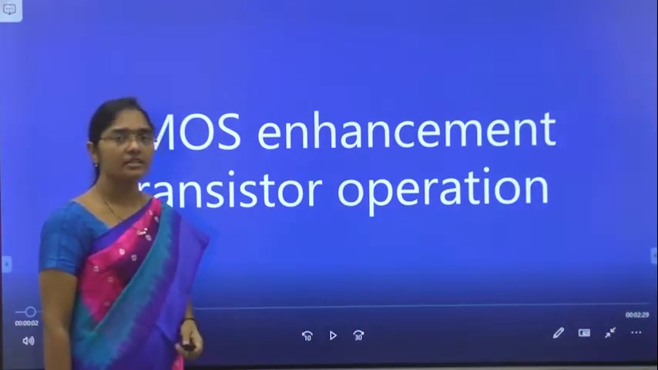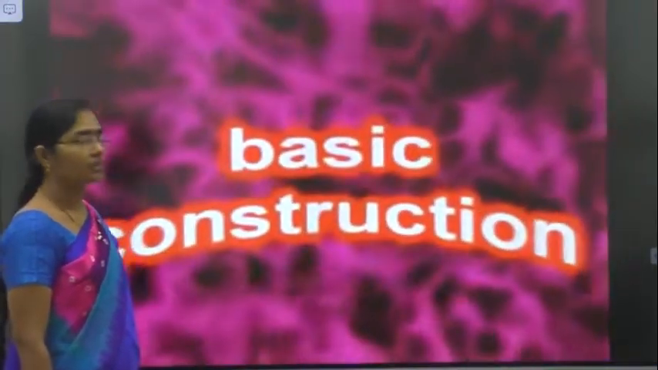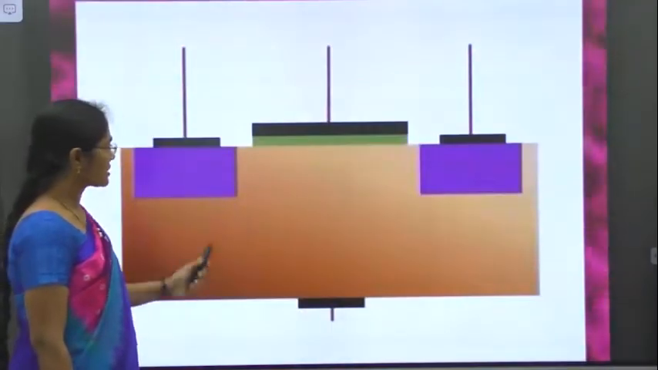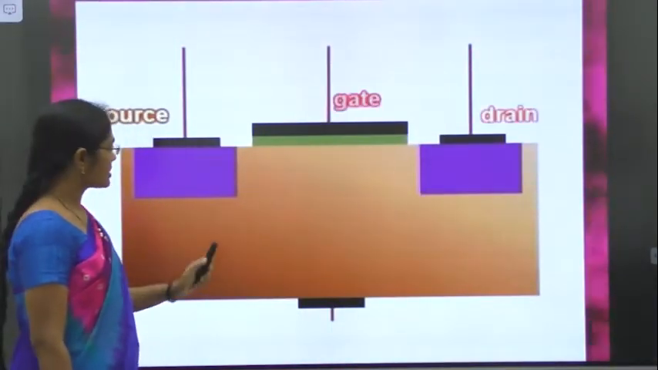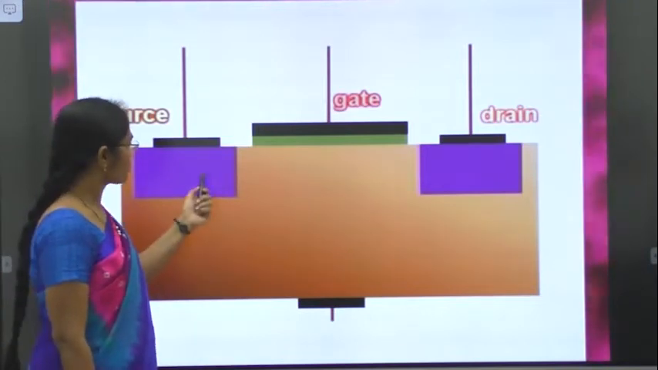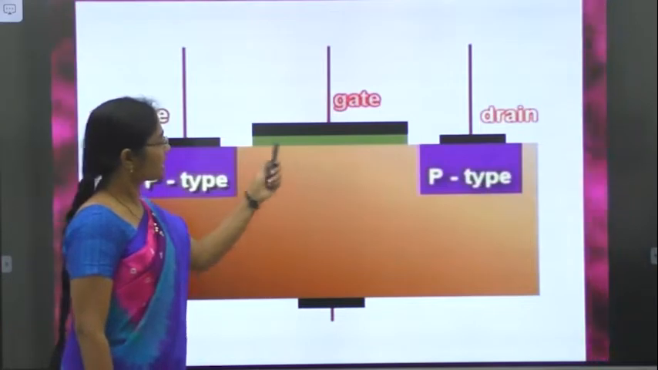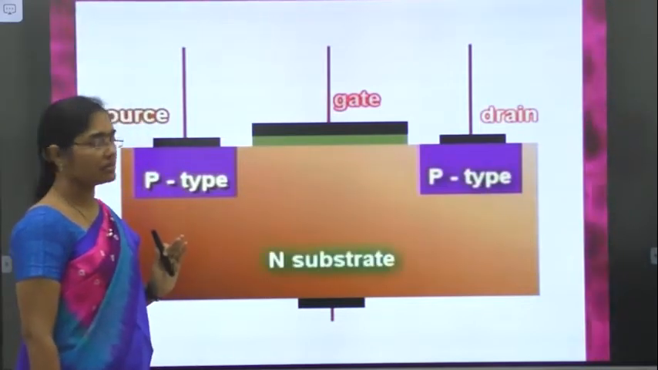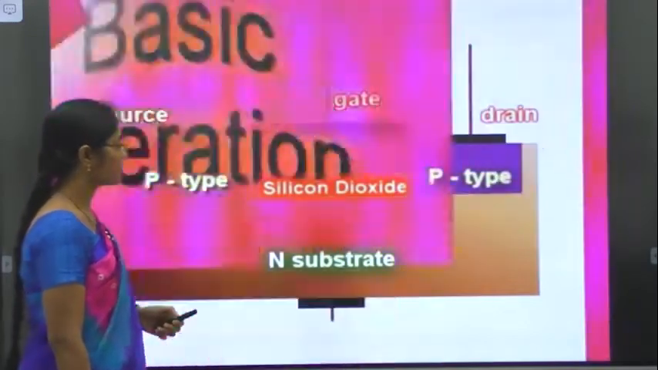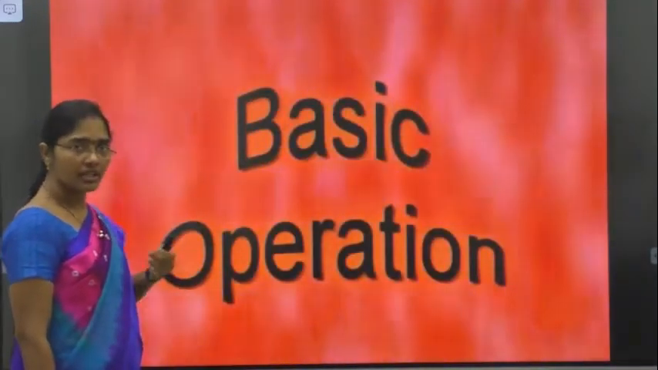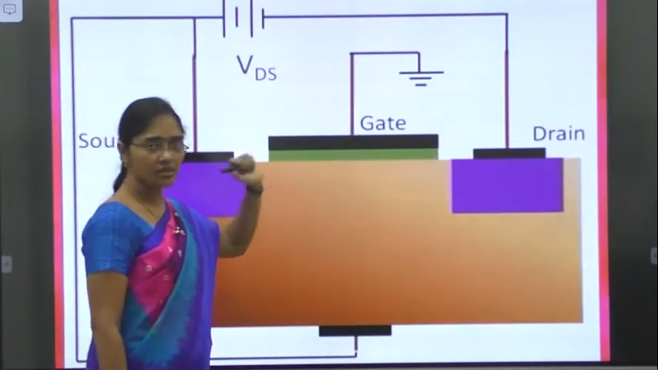Let's understand the operation of the pMOS transistor using this video. First, see the basic construction: substrate, source and drain, and gate structures. Substrate is n-type. Source and drain are p-type. Then because it is enhancement, there is no channel initially, we have to create the channel first, then the sweeping of the carriers. For creating the channel, VGS is applied, so gate potential is required.